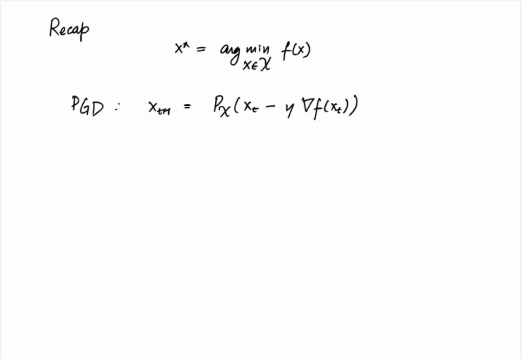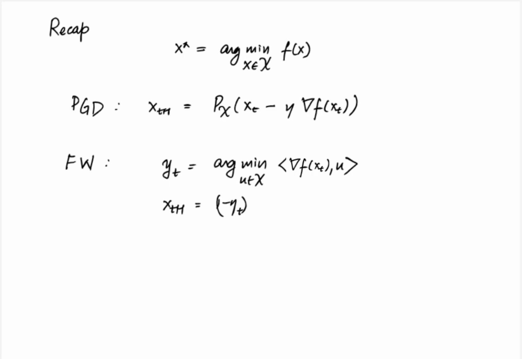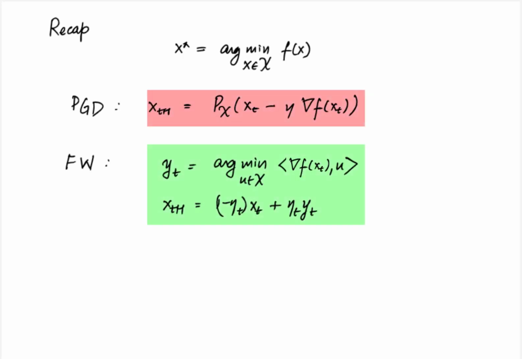And the second is the Frank-Wolfe algorithm, where the updates take the form y_t equal to argmin over u in calligraphic X of the inner product of gradient f of x_t comma u, and x_{t+1} equal to (1 minus eta_t) x_t plus eta_t times y_t. When discussing each of the examples, we'll ask ourselves if one of these is better.